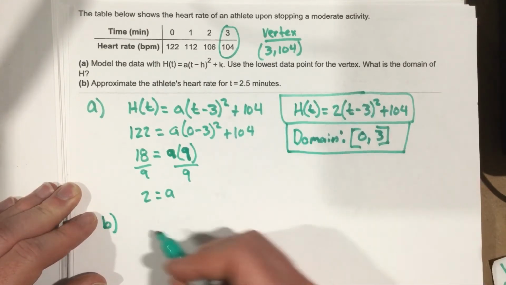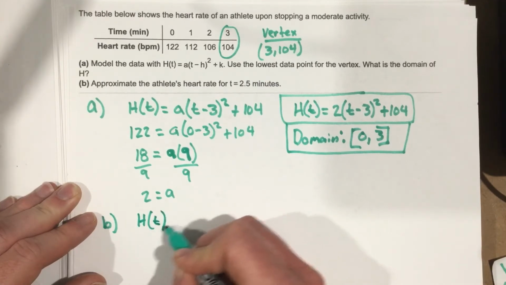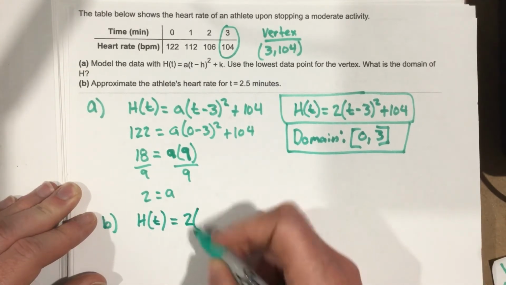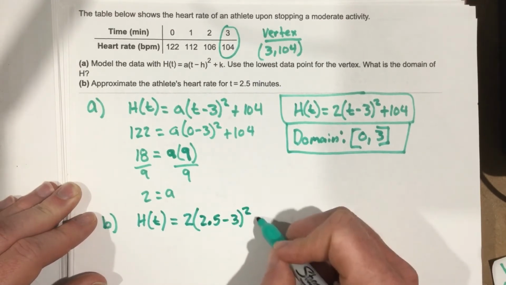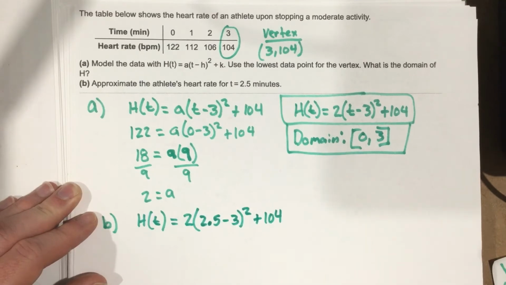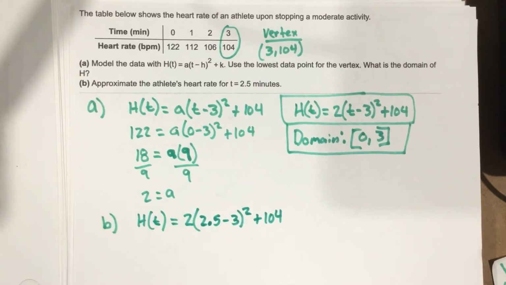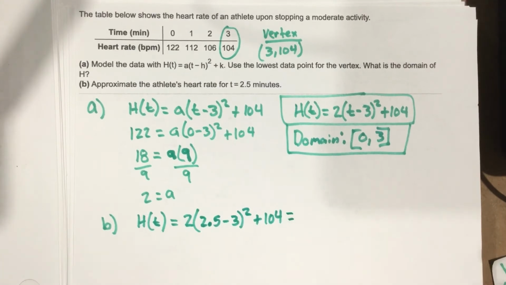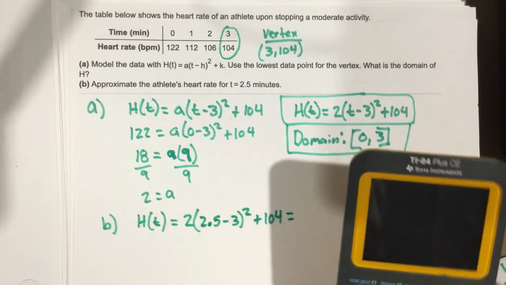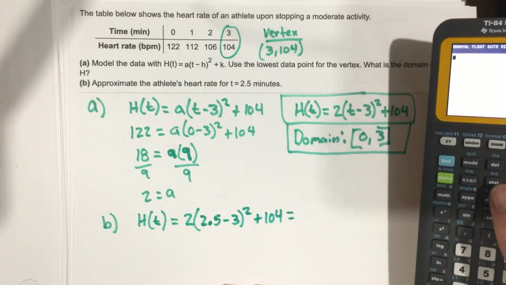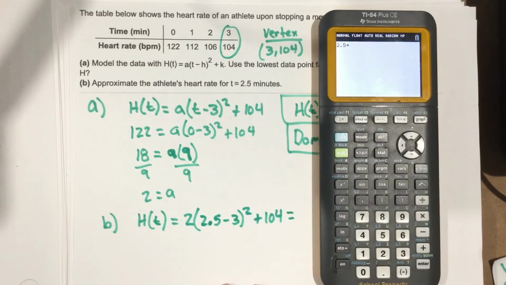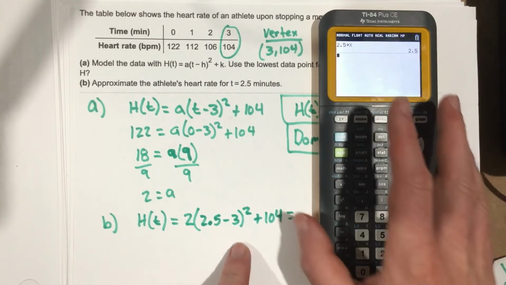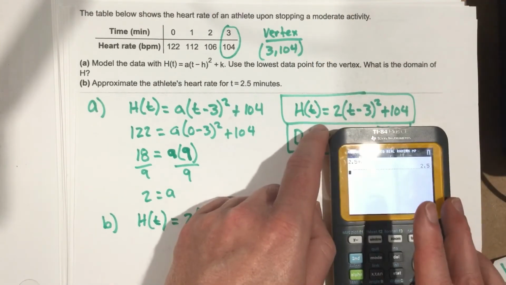So let's take that equation, h equals 2, and we're going to plug in 2.5 minus 3 squared plus 104. Now I'm going to show you how to do this again in the calculator because I think it's important that we practice. So we're going to take the time, which we said 2.5, and store it as x. And then we're just going to take our equation that we came up with and plug it in.